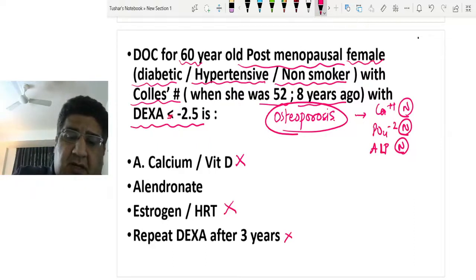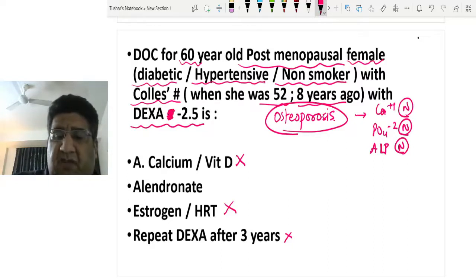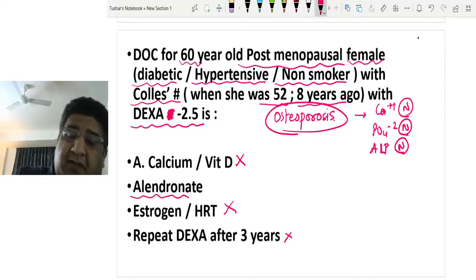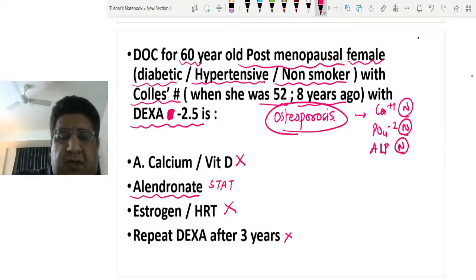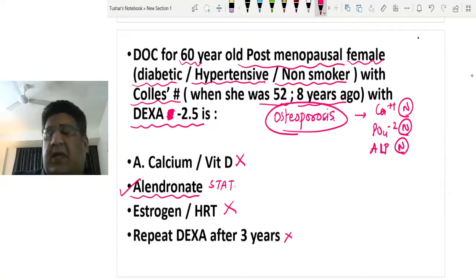Okay, DEXA is not less than minus 2.5, it is minus 2.5, then it will be osteoporosis. So repeat DEXA after 3 years, and so on. Why would somebody wait for 3 years? Alendronate, and somebody mentioned that alendronate stat was the option. Stat was there or not, doesn't matter. The answer is bisphosphonate.